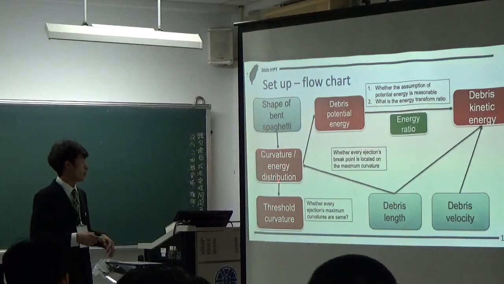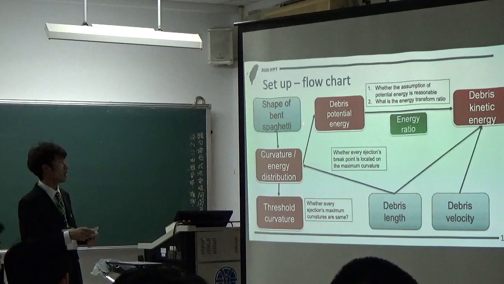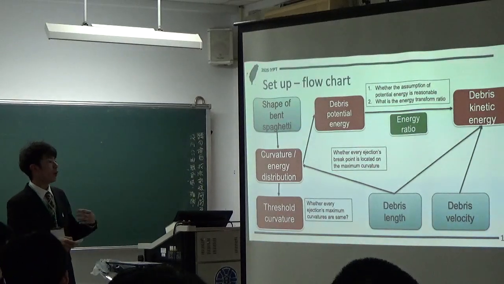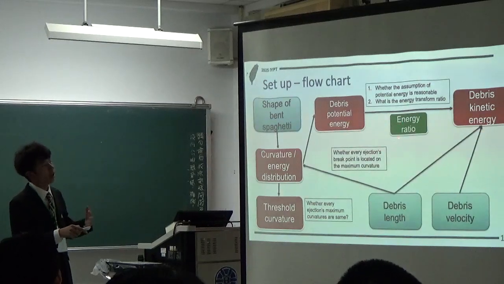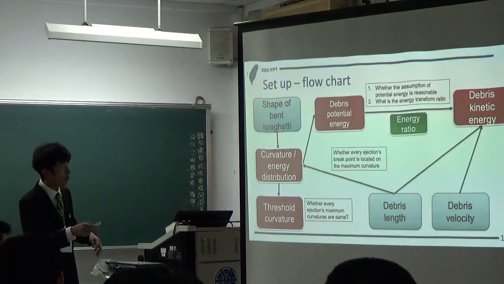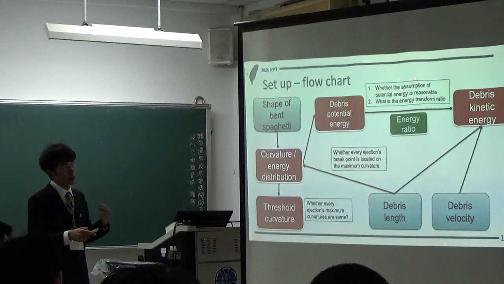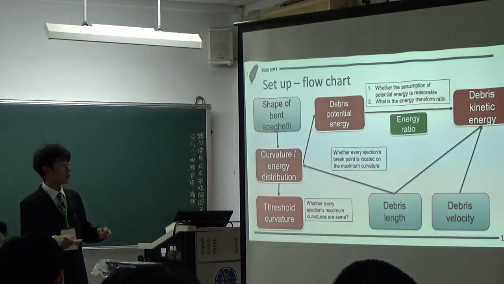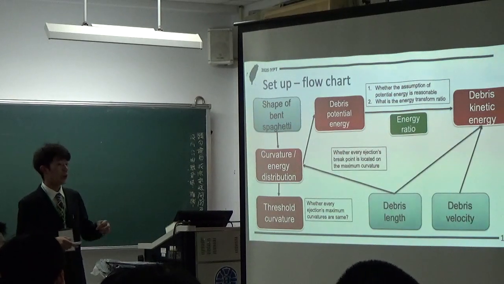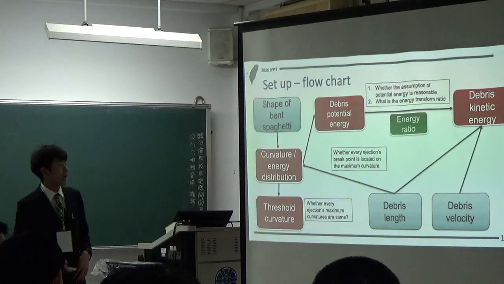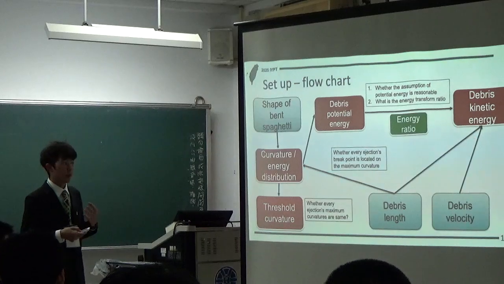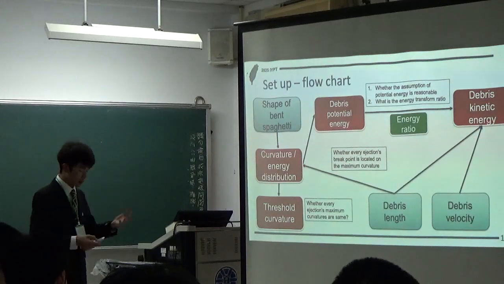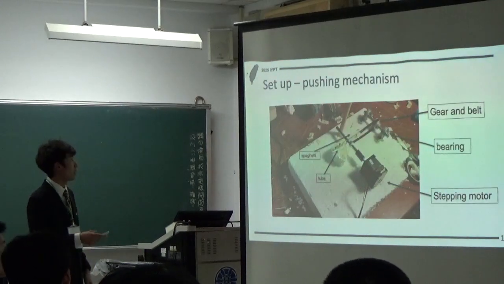And then if we know the curvature and the energy distribution, we can know the debris potential energy. And then we want to compare it to the debris kinetic energy, and we want to know the energy transform ratio. So in this process, we are talking about whether the assumption of potential energy is reasonable, because we mentioned before we only consider the debris potential energy. And the second thing I want to consider is what the energy transform ratio is, so that we can know this portion. So this is my pushing mechanism.